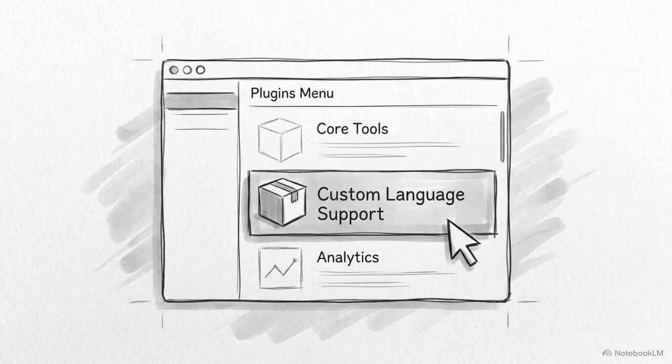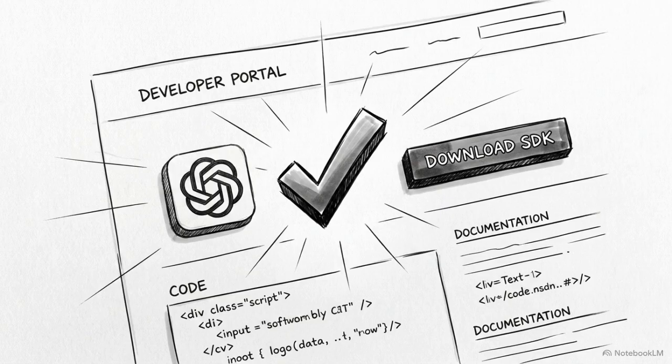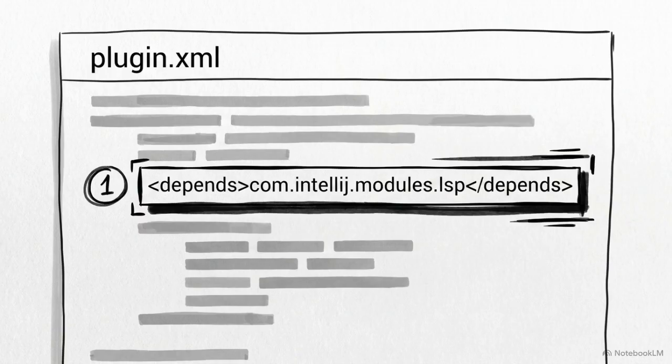Now that the architecture is defined, we can implement the IDE plugin that launches your standalone binary. IntelliJ recently made this easier by opening the LSP API to all developers for free. This change removes the previous requirement for a paid license to test these integrations. First, open your plugin.xml file and add a dependency on the com.intellij.modules.lsp module to enable the protocol features.